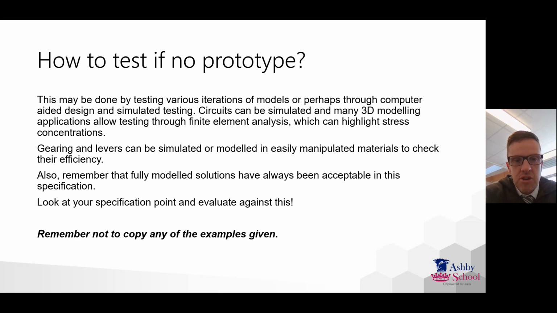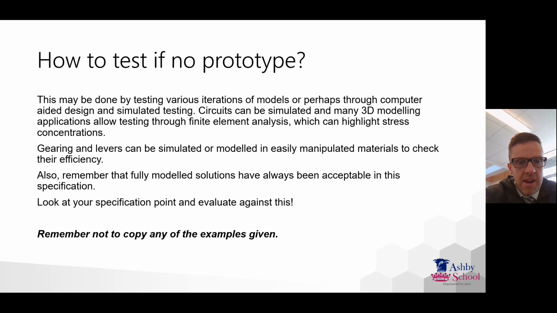Gearing and levers can be simulated or modeled, so you can do card models of that. Easily manipulated materials, like I say, cardboard, your cereal packets at home, just cut them up. Blame me, tell your parents that I've told you to do it. Remember that fully modeled solutions have always been acceptable in the specification. So we don't need to make it from metal and wood. It could be Lego to show various bits. It could be cardboard, etc.